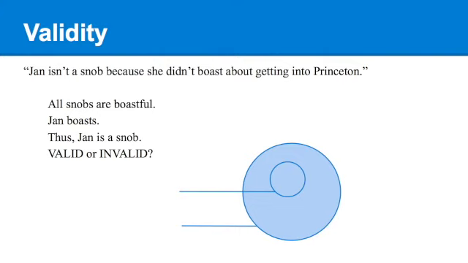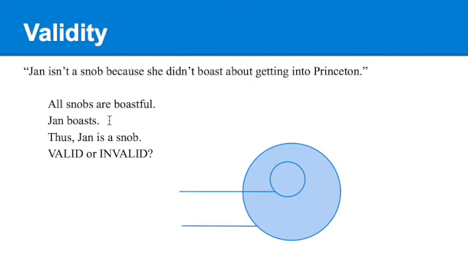Let's go back to the Princeton example. If we write this out as syllogisms, then we might get something like this. All snobs are boastful. Jan boasts, thus Jan is a snob. Okay, now let's see if you can figure out if this is a valid or invalid syllogism. So what you need to do is label the diagram according to the way the premises are structured. So first, put the term snobs and the term boastful on this diagram, and then thirdly, put Jan on the diagram as the third term.